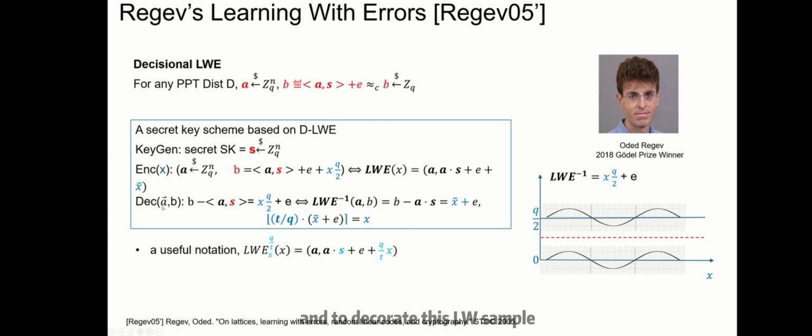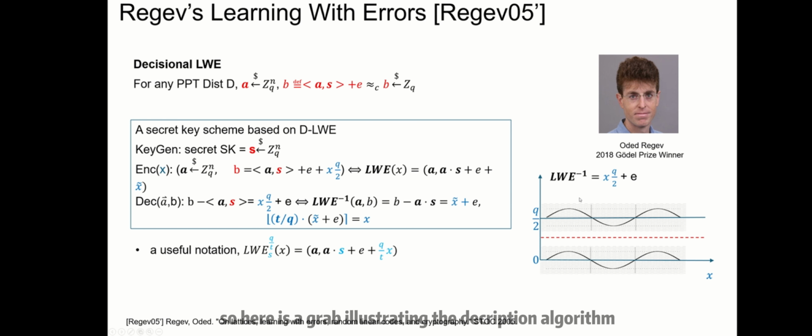To decrypt this LWE sample, I simply perform a linear computation, that is, B minus the inner product of A and the secret key S. This returns X times the scaling factor plus E, which I denote as an inverse LWE sample. When we reach this point, we can compute a simple rounding operation to retrieve the message X.